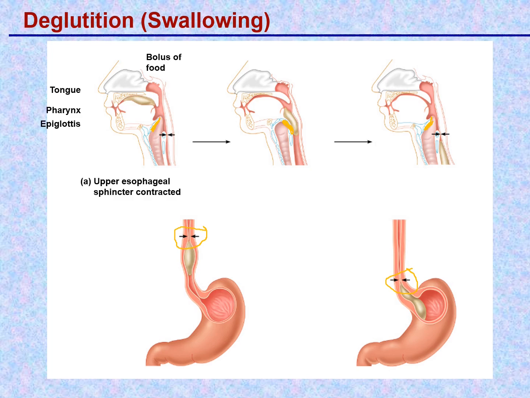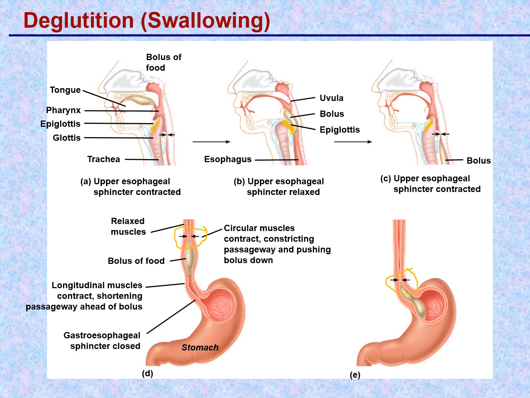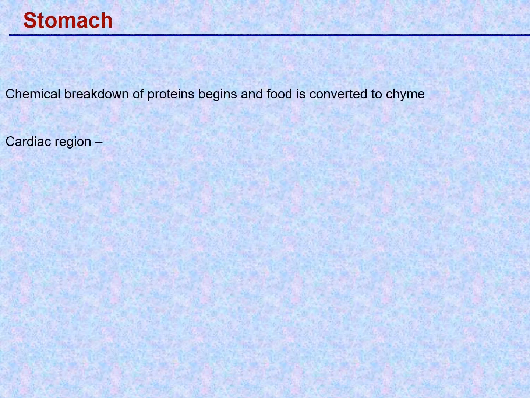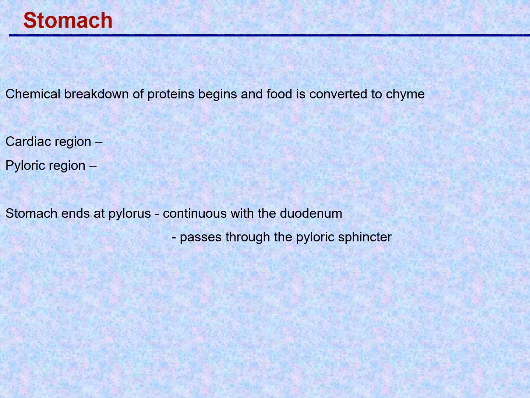And all of that, what I just explained, is shown here in the text all along here. Okay, so once the food moves down into the stomach, chemical breakdown of the proteins in the food begins. And the food is converted into a thick kind of paste called chyme.